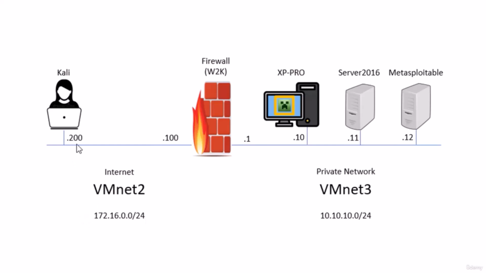On the outside interface of the firewall, it of course belongs to the 172.16 network. So while Kali is 172.16.0.200, the outside interface of the firewall is 172.16.0.100. We're using Windows 2000, the W2K machine, to act as a very simple firewall. Actually, technically, it doesn't have any packet filtering rules on it at all, but it's acting as a network address translation router. And that is good enough for our particular activity. So we're pretending it's a firewall.